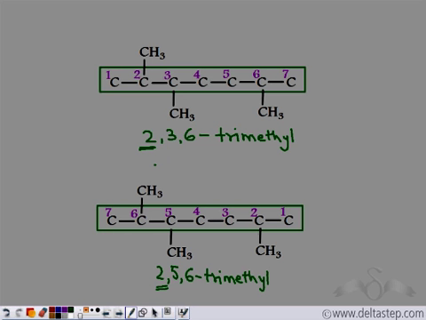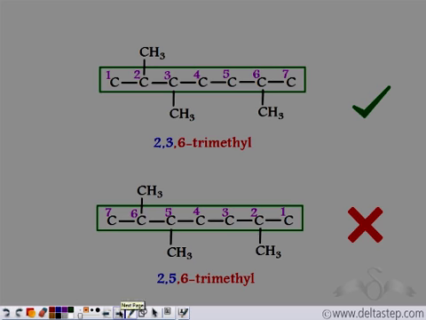So the rule remains the same. We give the lowest number to the substituent. So we give this number. So this is right and this is wrong. So if the first number is the same, we move to the second number.